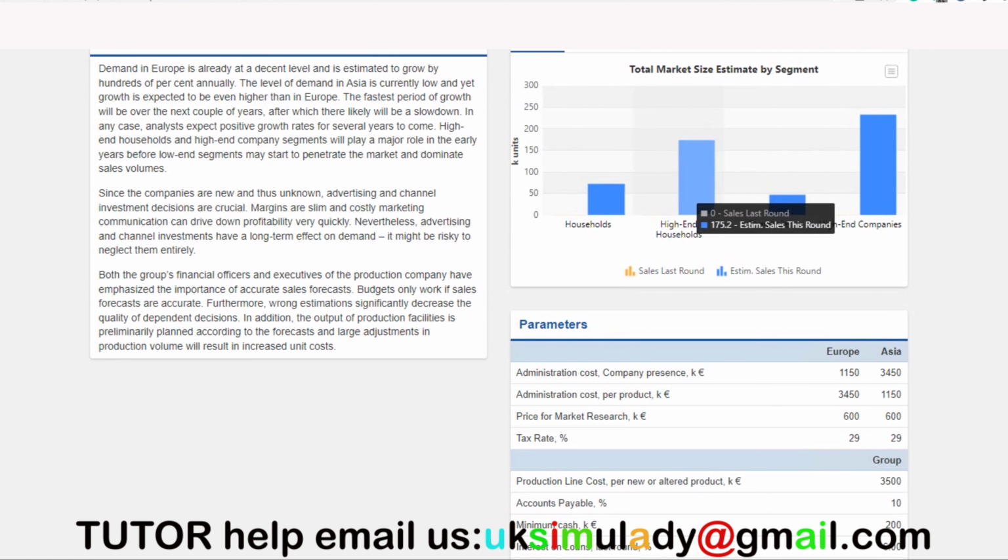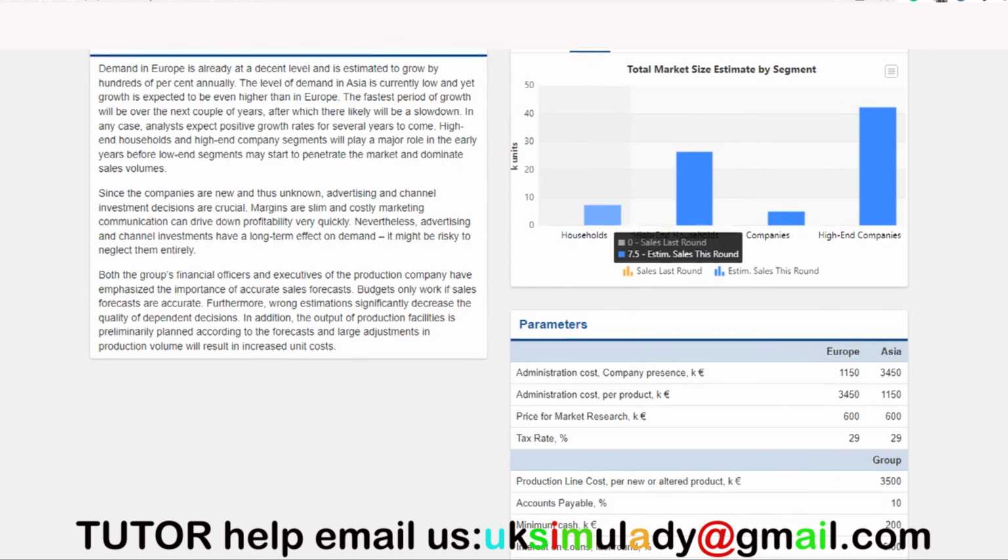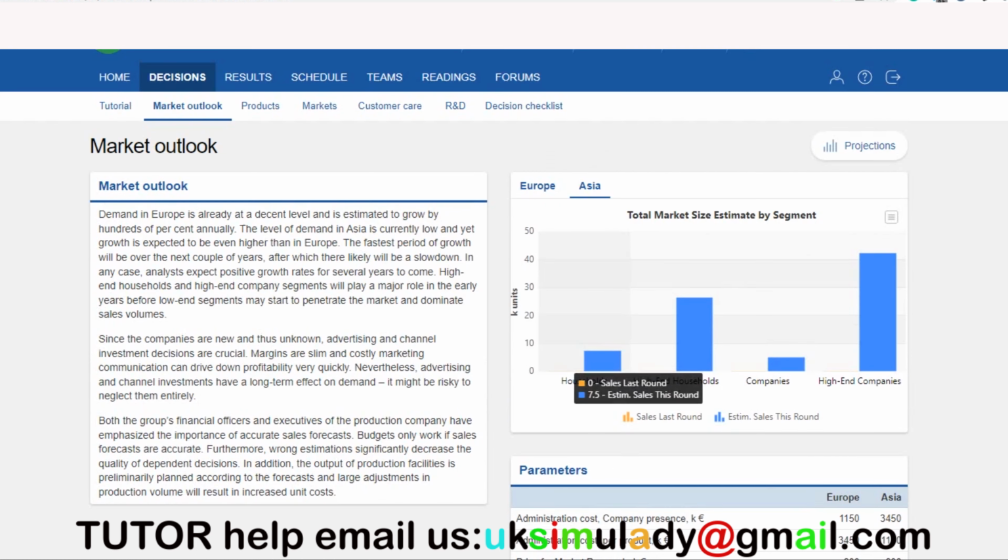It also shows the interest rate that you were charged on loans last round. You'll have to take loans to finance your operations. Interest is a very important aspect of loan financing. Therefore, checking the interest rate charged to your business is important, especially when comparing different financing options available to you. When you've understood the market outlook, it is time to complete decisions for products.